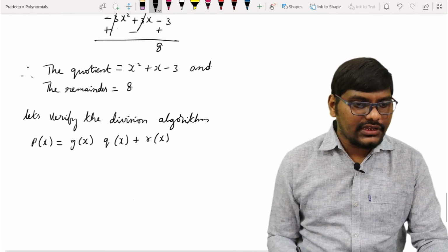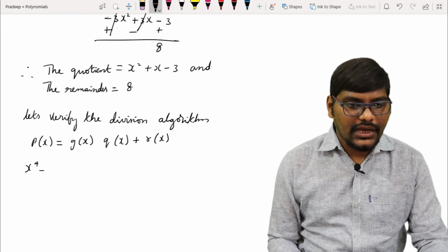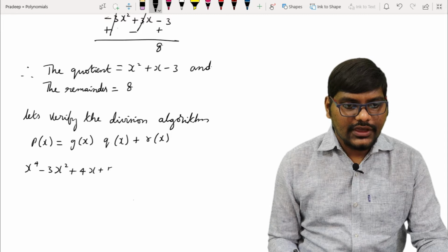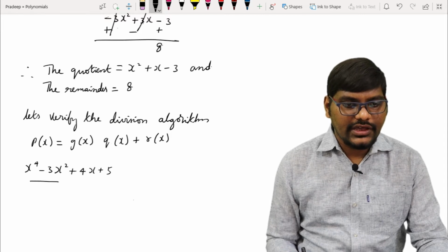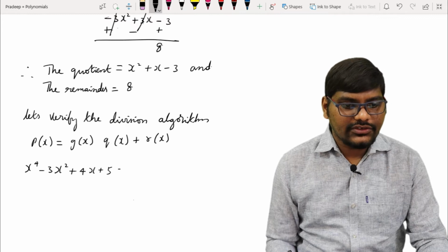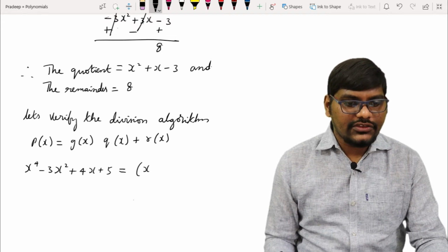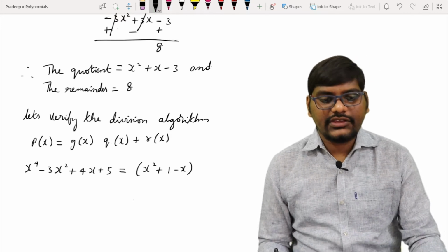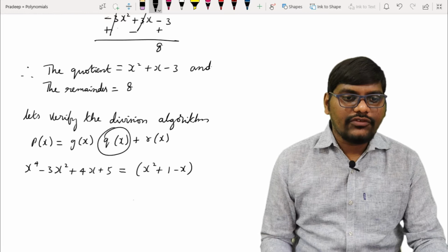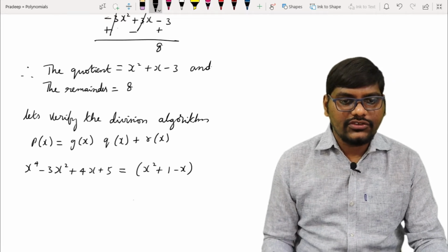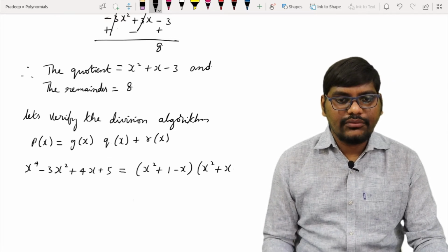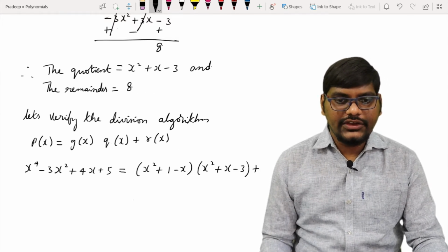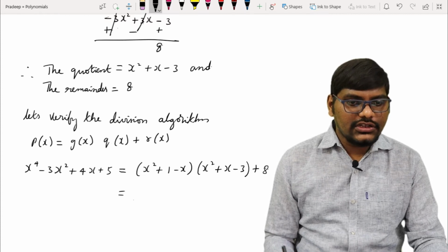What is p of x given? That is x power 4 minus 3x square plus 4x plus 5. And g of x is given as x square plus 1 minus x. And q of x, we found it, that is x square plus x minus 3. And the r of x, we got the value as 8. Okay, so let's solve this.